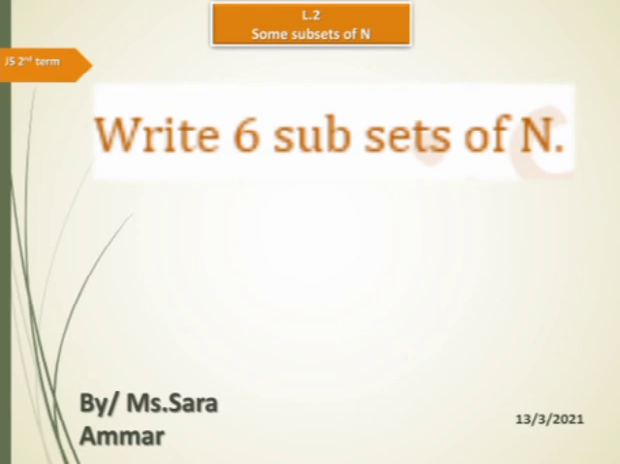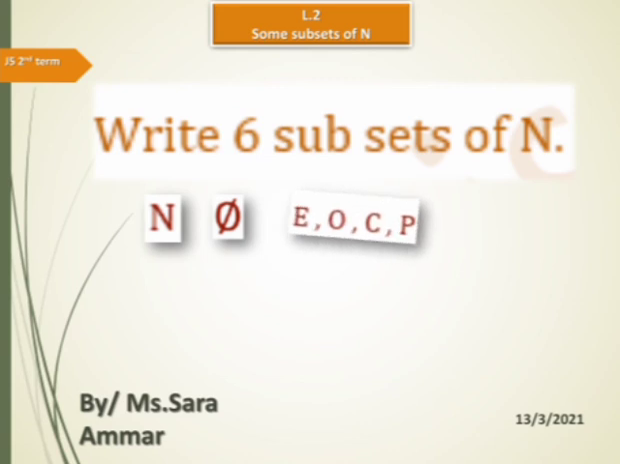Now, can you write 6 subsets of natural numbers? Think about it. Let's start with the easiest. Any set is a subset of itself, correct? So, we can say N. And what is a subset of all sets? Yes, phi is a subset of all sets. And we have learned today 4 new subsets, which are the even, the odd, the counting, and the prime.